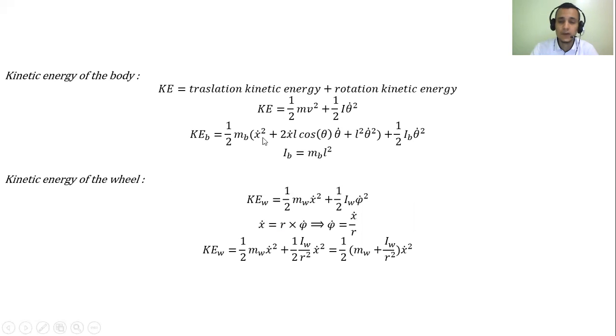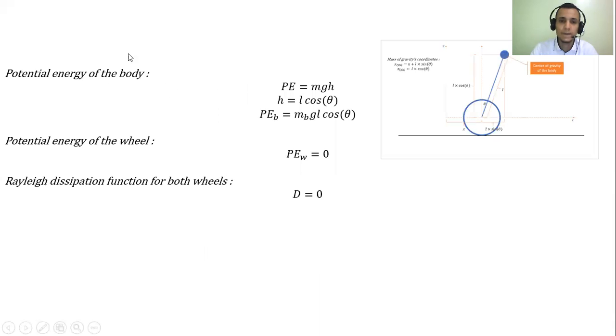The second thing we're gonna calculate is the kinetic energy of the body. So we put the velocity here. So that's the velocity, and we get the kinetic energy of the body. And the same, we use the same law to calculate the kinetic energy of the wheel. Now the potential energy of the body, so that's the law that we saw earlier. And finally we get the potential energy of the body is equal to mbgl cosine theta.